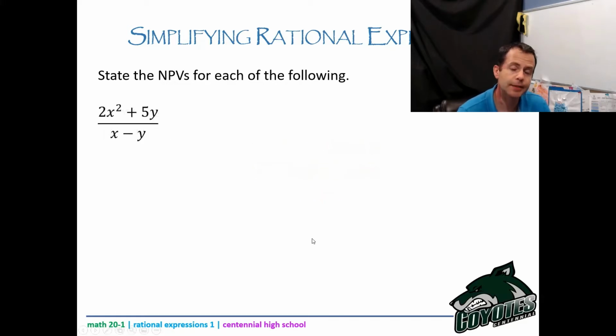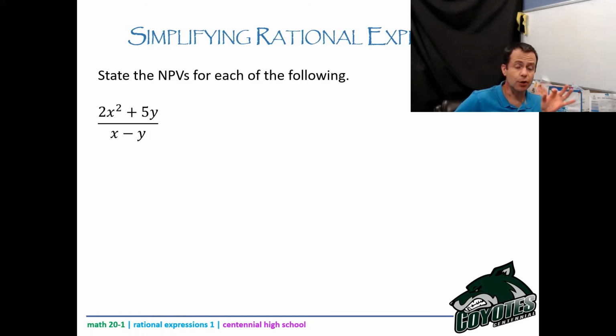Okay, and then this one's kind of interesting. 2x squared plus 5y all over x minus y. We're still just talking about NPVs right now. So x minus y, that's the denominator, right? I don't care about 0 coming onto the numerator. I care about 0 coming onto the denominator.